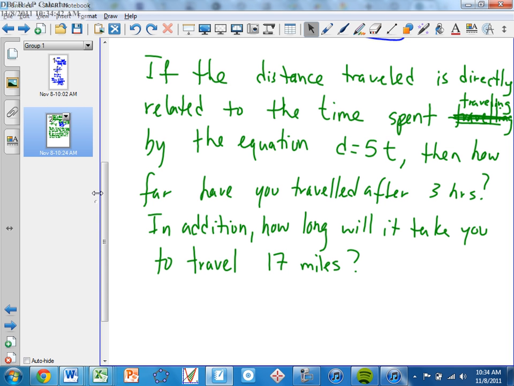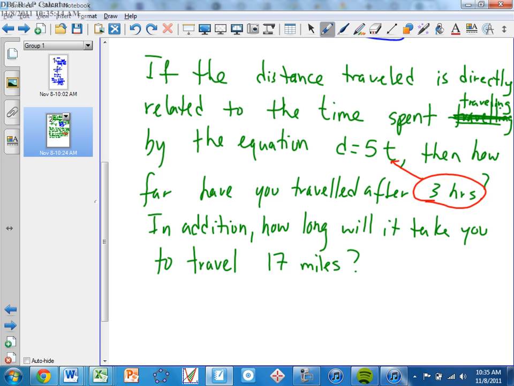Thank you. Again, the distance traveled is directly related to the time spent traveling by the equation d equals 5t, and how far have you traveled after 3 hours? In addition, how long will it take you to travel 17 miles? Tell me, Marcus, 3 hours. What does that represent in words? What is 3 hours a representation of? The time. So where is that going to go, guys? I'm gonna sub that right in.